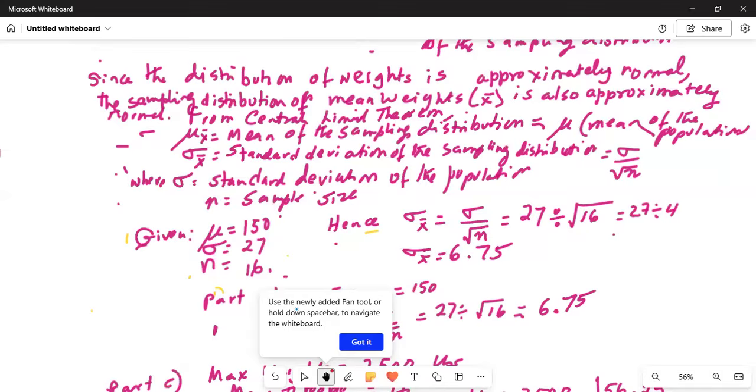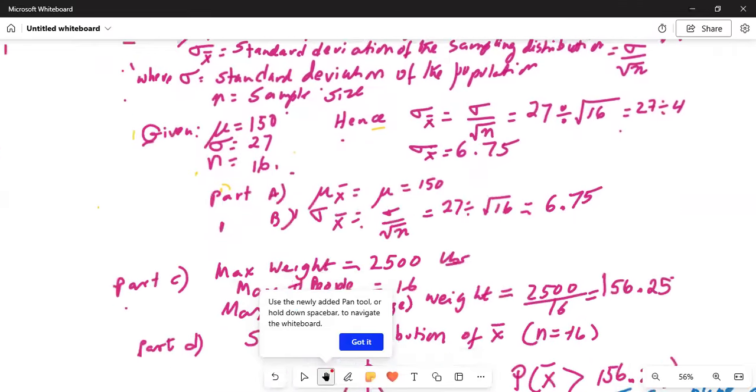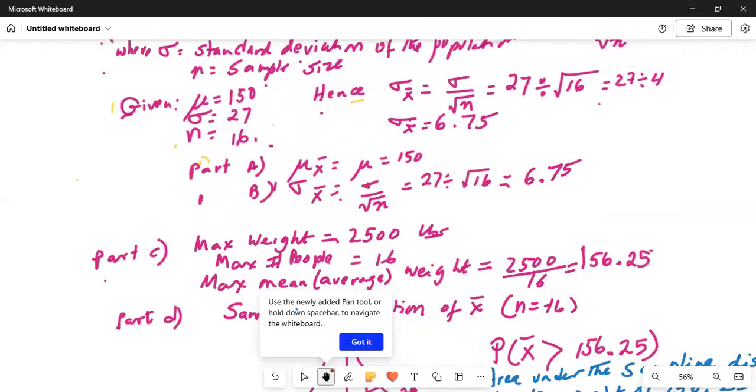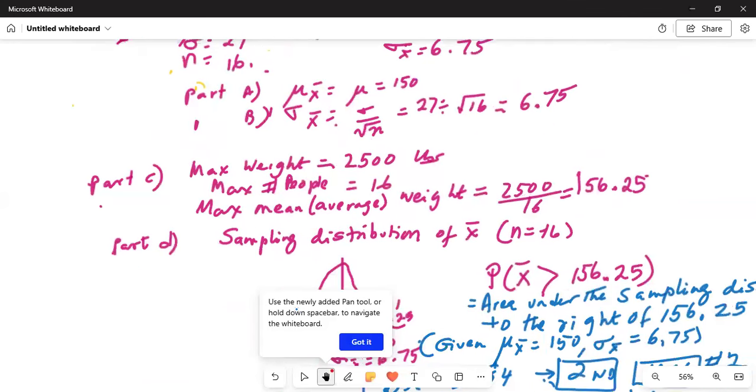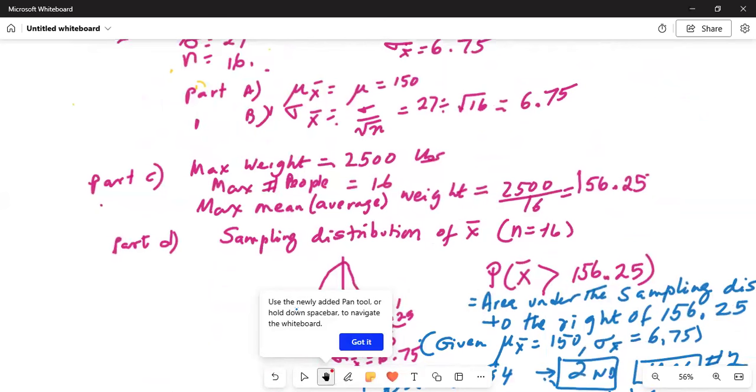Since the distribution of weight is approximately normal, the distribution of mean weight is also approximately normal. And from central limit theorem, mu x bar equals mu equals 150 pounds, and sigma x bar, the standard deviation of the sampling distribution of sample mean weights, is sigma divided by square root of n, which is 27 pounds divided by square root of 16, which works out to 6.75. So the mean of the sampling distribution is same as the mean of the population, 150, but the standard deviation is only 6.75 pounds.